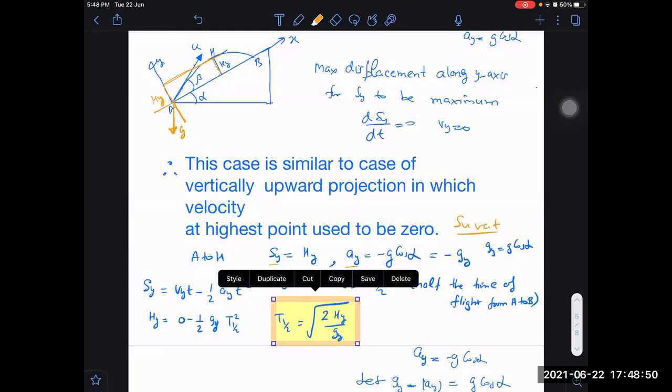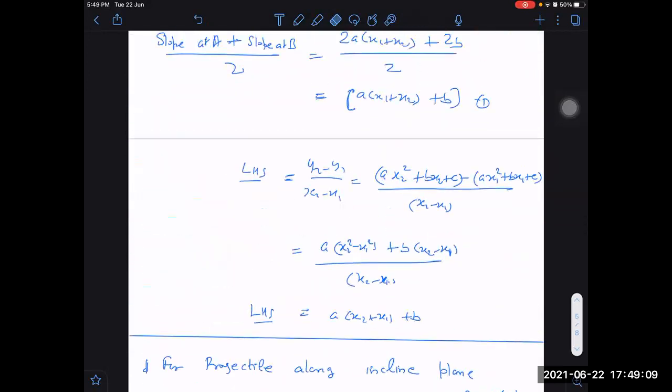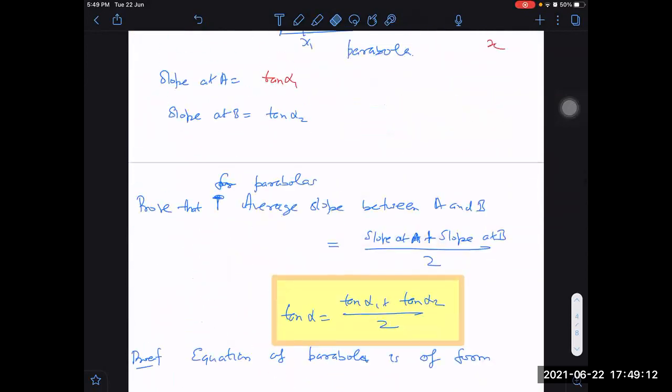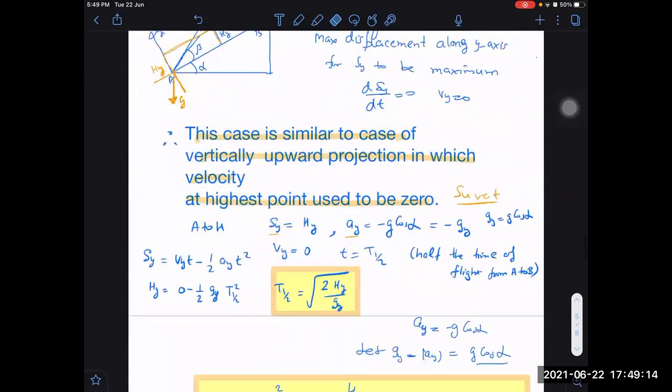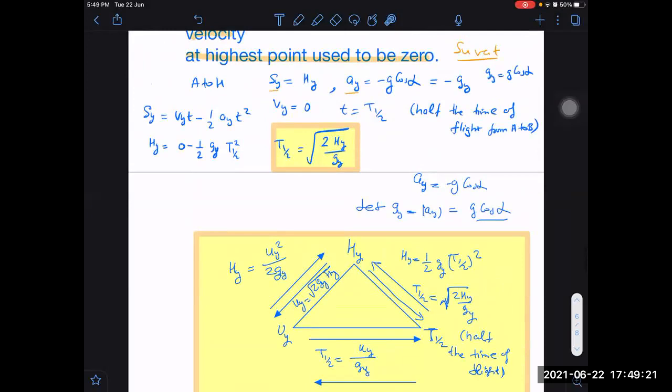Same way for the others. Therefore, I said this is the key point here. This case is similar to the case of vertically upward projection, in which the velocity at the highest point used to be 0. So obviously the result cannot be different. If this case is similar to that, the result will also be similar. So I have only derived which formula? In that, there are how many formulae? 6 sets of formulae. Yes, 6 are there, but if we get one, then the other we get at that place only.